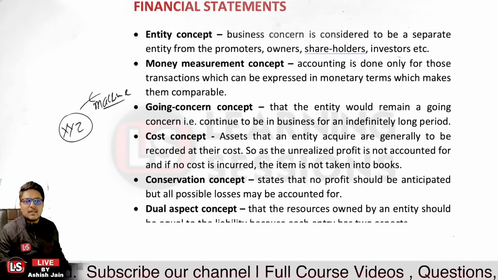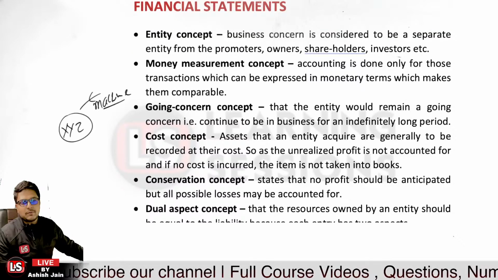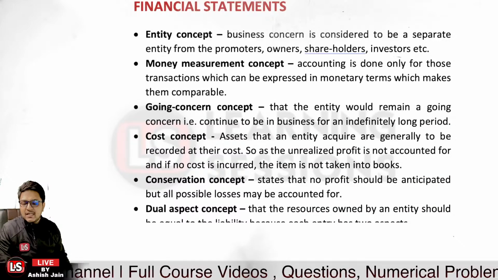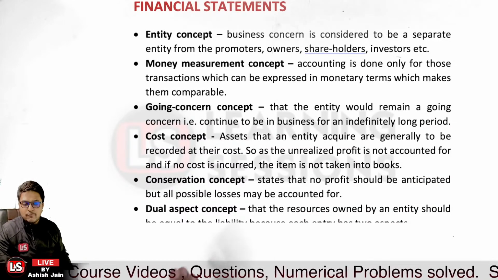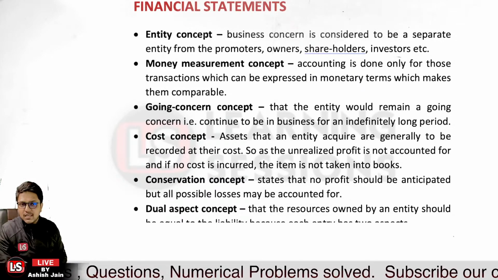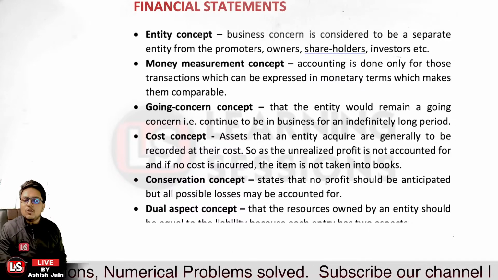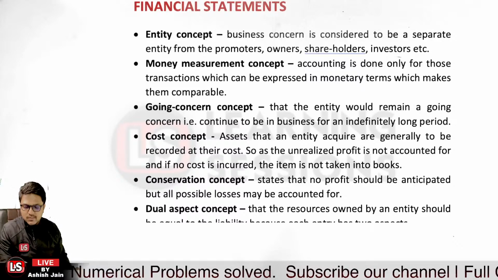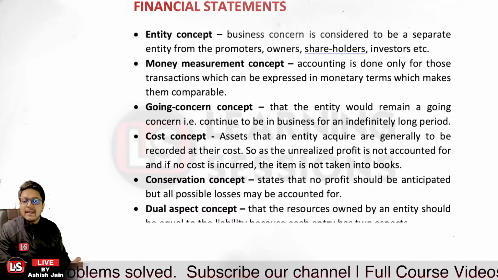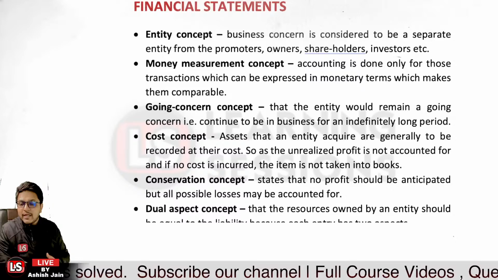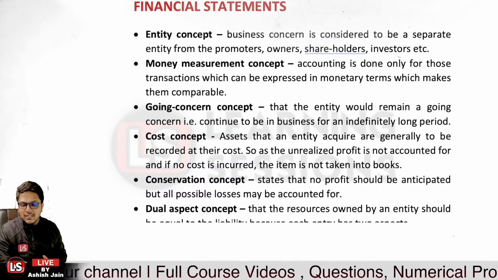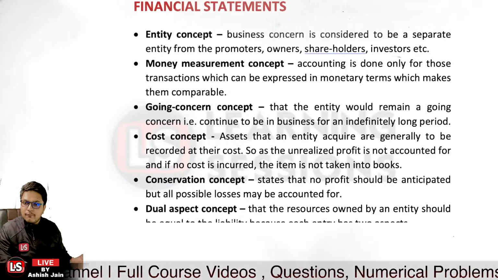Further, the next concept is the conservation concept. It states that no profit should be anticipated. Let me give an example. Let us say you just received an order amounting to rupees 2 lakh. This is an anticipation that you will receive rupees 2 lakh on completion of the order. You are not yet a rightful owner to receive rupees 2 lakh right now, so that profit is not to be accounted for.